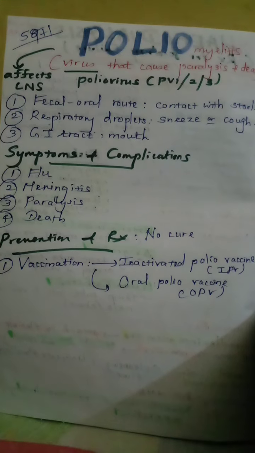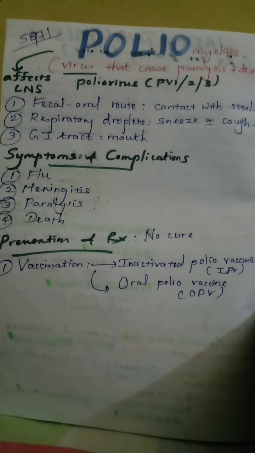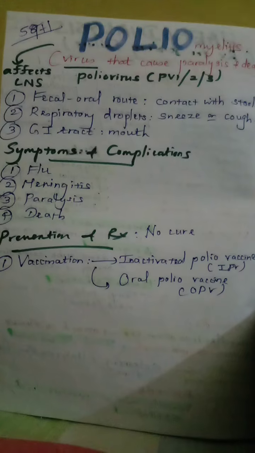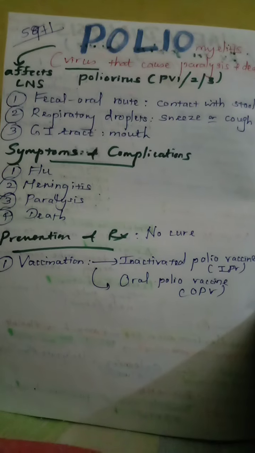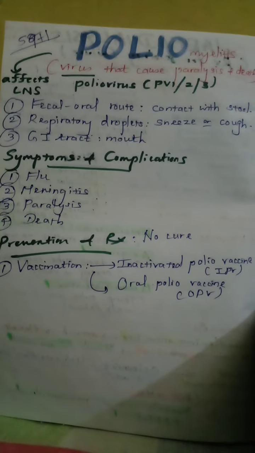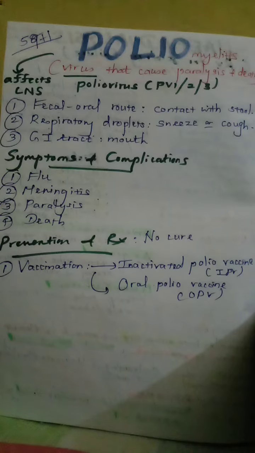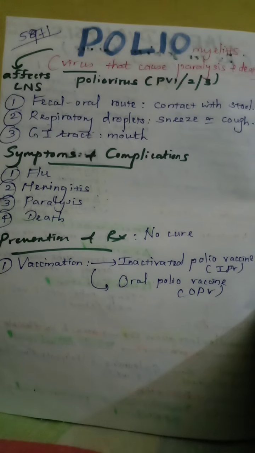So, this polio virus has different strains, that is PV1, 2, and 3. And the reason for leading to a paralysis is because it affects the central nervous system, that is the brain and the spinal cord. So what are the main ways of transmission is one is through the fecal oral route.